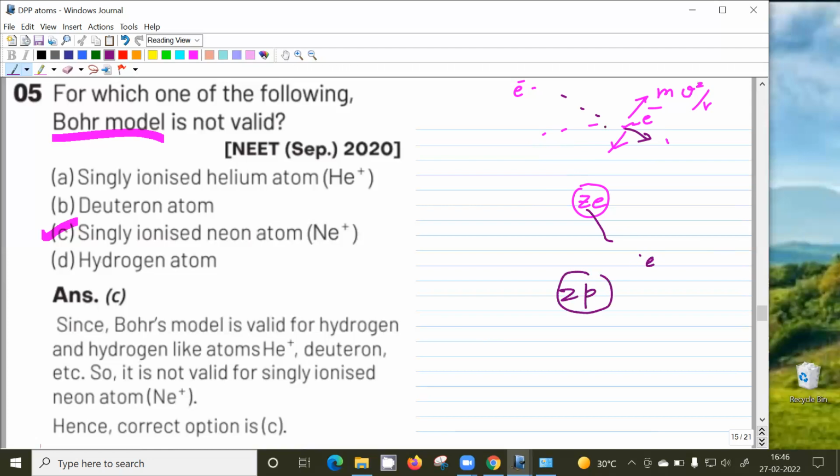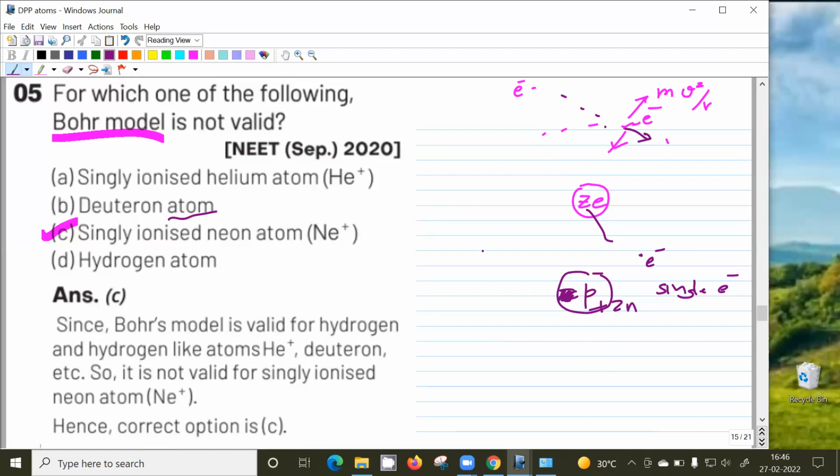Deuterium has one proton and one neutron, so it has a single electron. There won't be an electron in the deuteron. Deuteron means the nucleus of the deuterium atom. The atom is this nucleus plus the outer electron. Since it is a single-electron system, the Bohr model is still valid. But the term deuteron means the nucleus of the deuterium atom only.